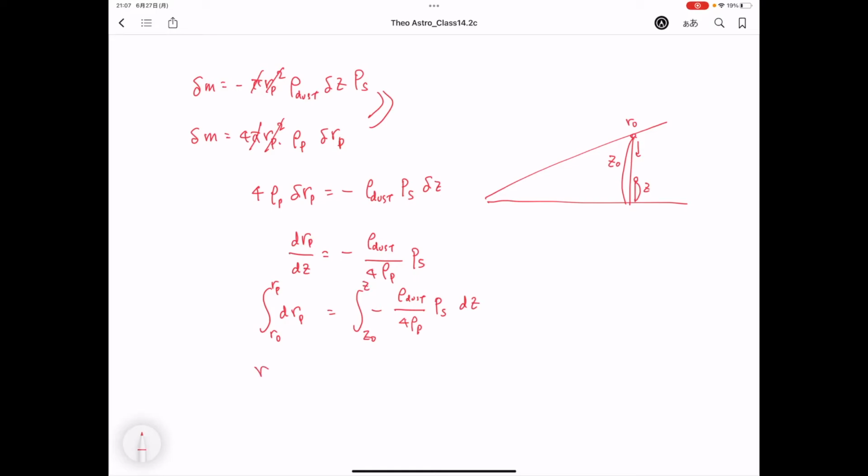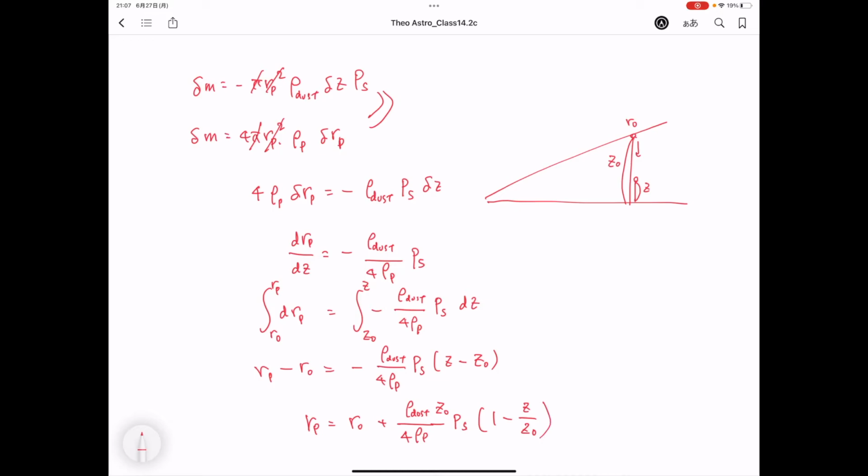The left hand side is easily calculated: r sub p minus r sub 0. And the right hand side can be calculated: minus rho sub dust over 4 rho sub p p sub s times z minus z sub 0. So r sub p can be calculated as r sub 0 plus rho sub dust over 4 rho sub p times z sub 0 p sub s times 1 minus z over z sub 0.